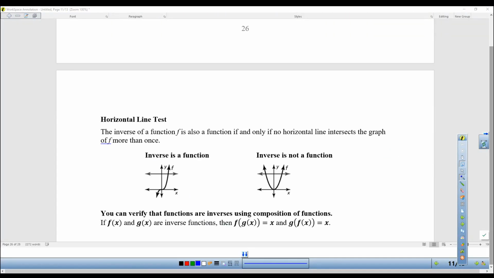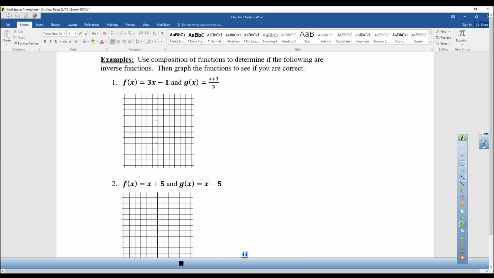All right, last thing, verifying that two things are inverses. So to verify, we're going to compose the functions. And this is why we started the lesson with composition, because now you'll be really good at this. Use composition of functions to determine if they are inverse functions. So f of g of x.